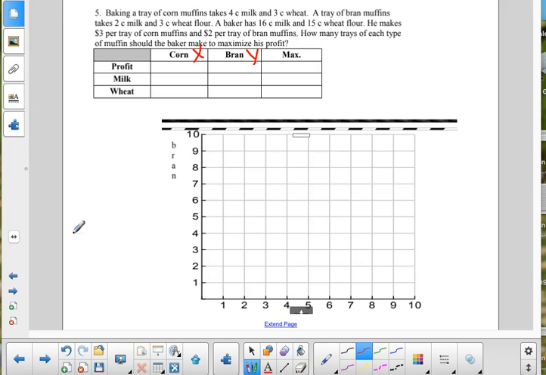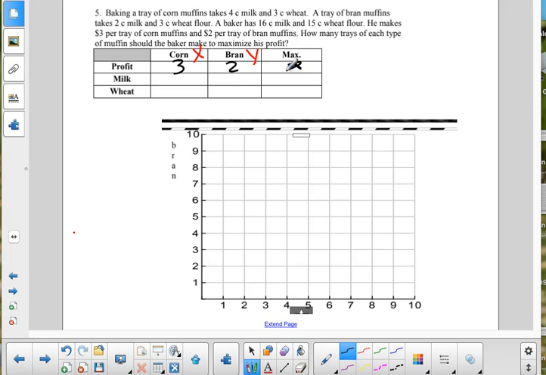So it's set up for us. The top are the variables, and then along the side are just all the descriptors. So if you have the table set up, it's just plugging in numbers. How much profit does he make from corn muffins? How much profit does he make from bran muffins? How much total profit does he make? That's what we want to find out. That's our goal. His goal is to make the most amount of money.